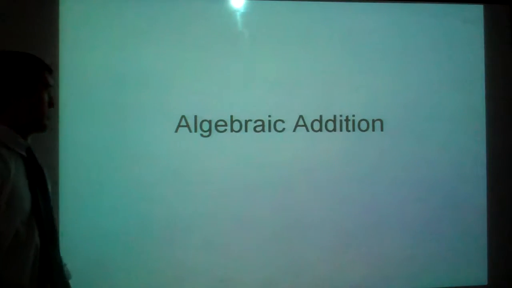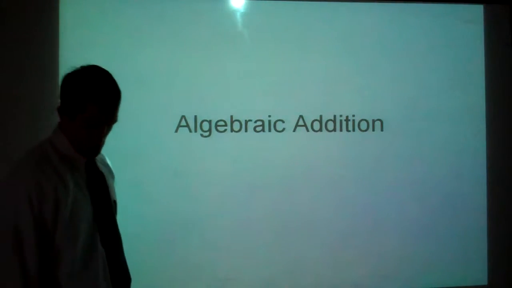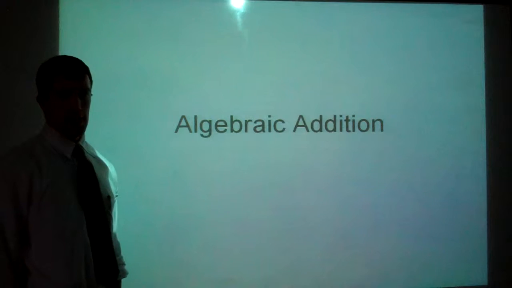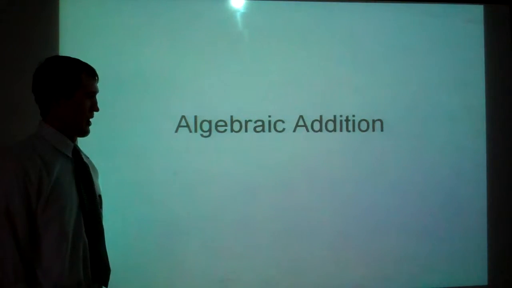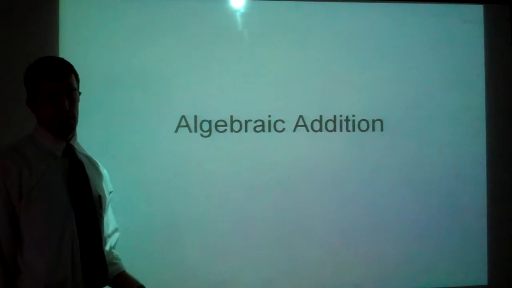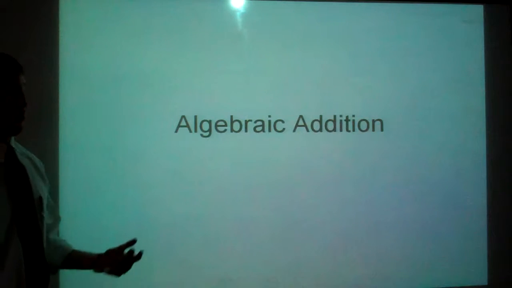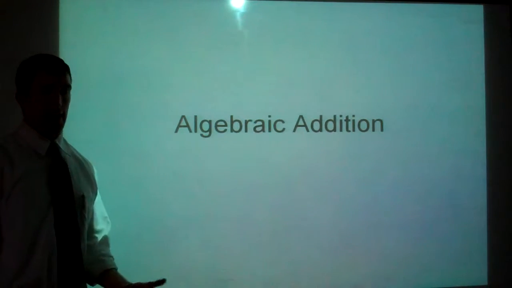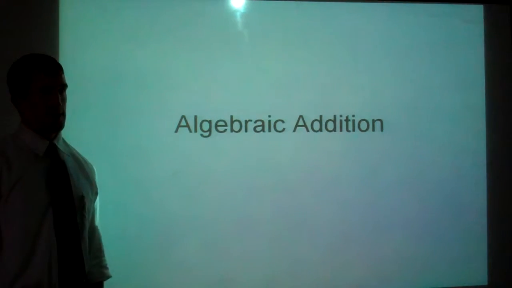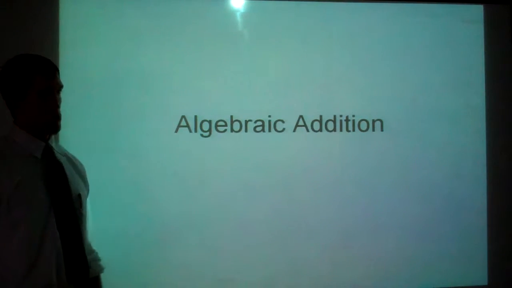Okay, this is another MCA 7th grade lesson, and today we're talking about algebraic addition. It sounds kind of complicated, but it's really not too bad. What it deals with is our positive and negative numbers again. What we're going to be doing is adding and subtracting those positives and negatives. We've already added negatives together, now we're going to subtract.